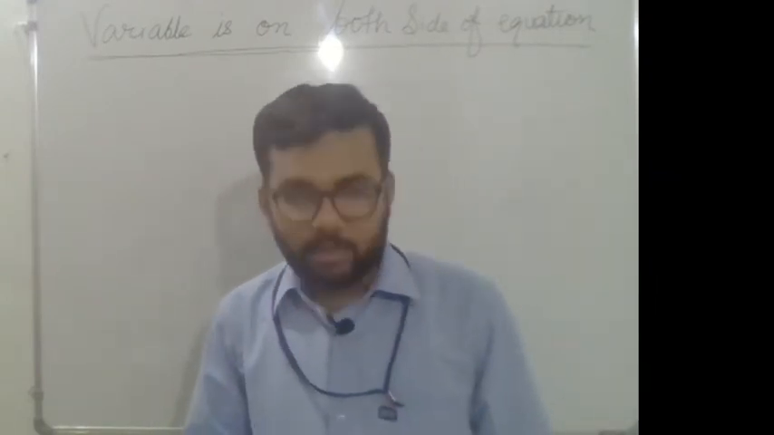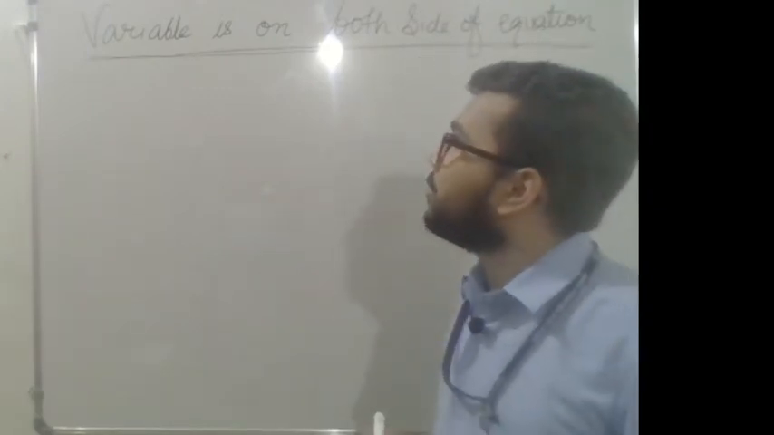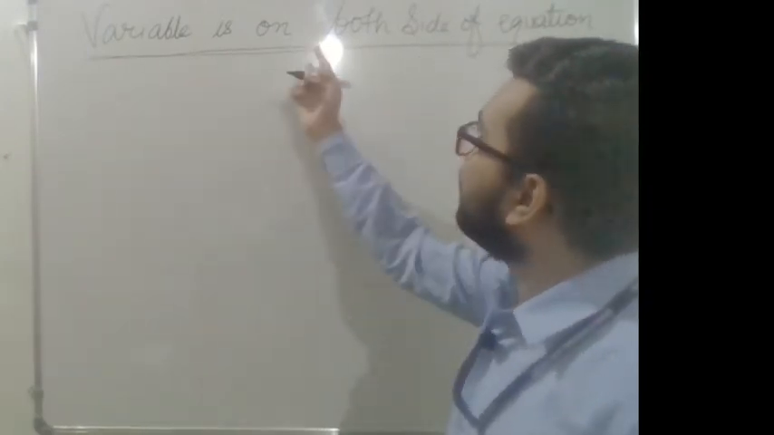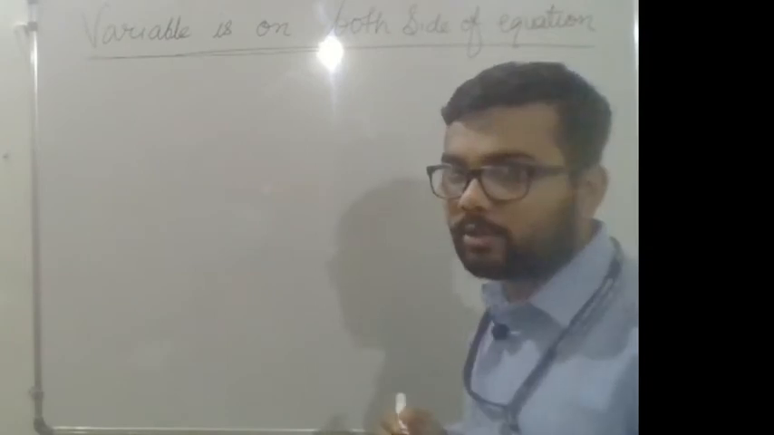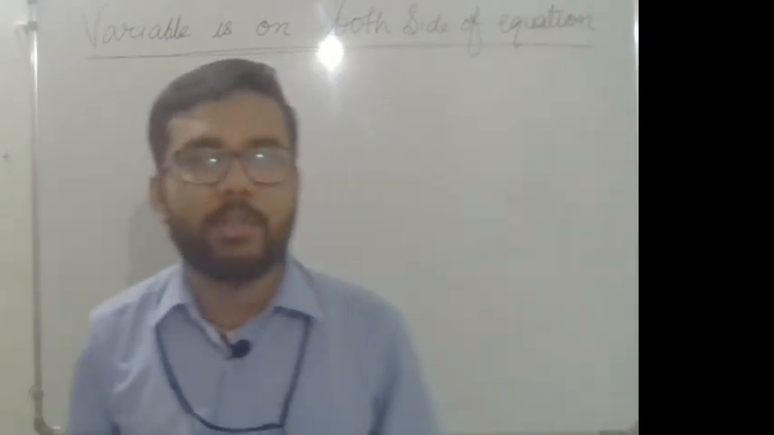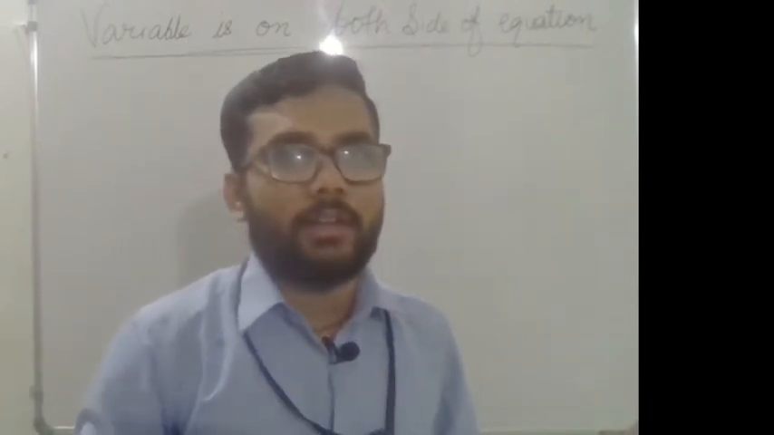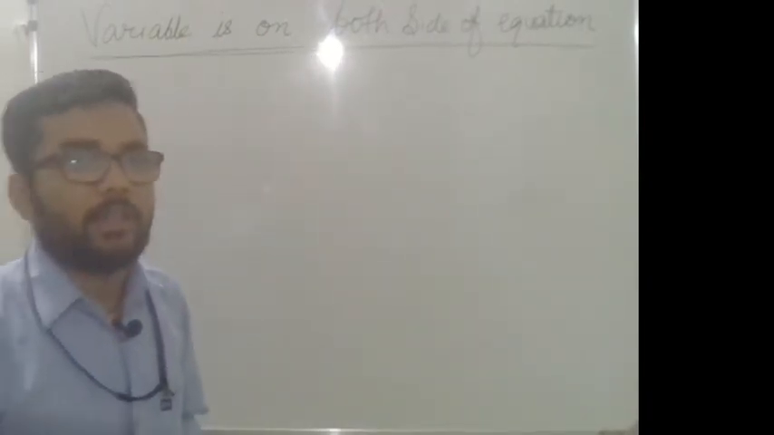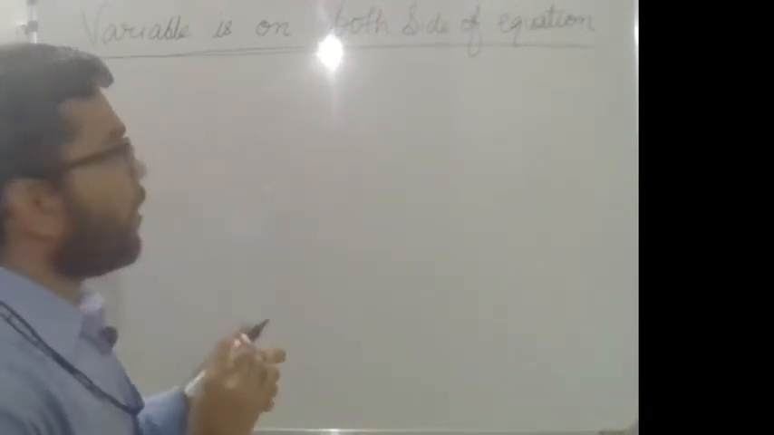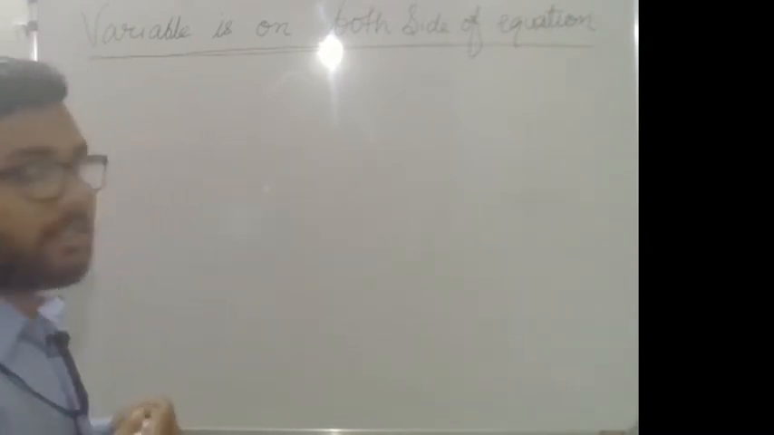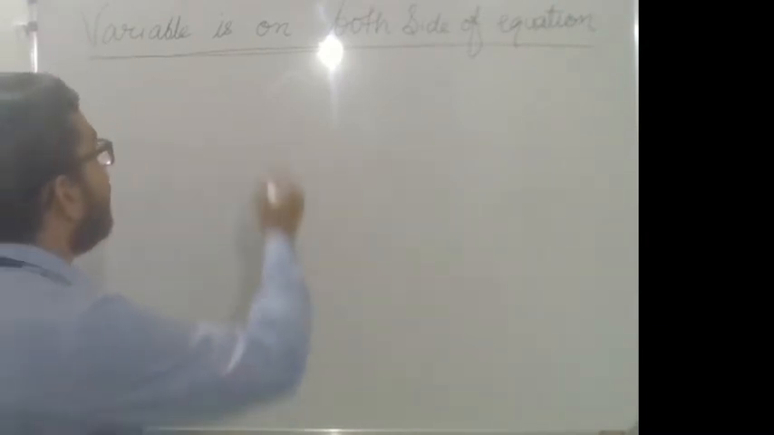Now moving further in this chapter, the next topic is variable on both sides of the equation. How will we solve the equation when the variables occur on both sides of the equation? Let us understand it through an example.